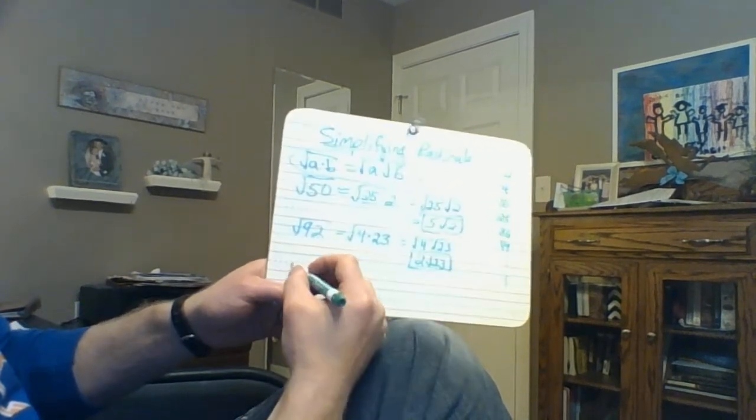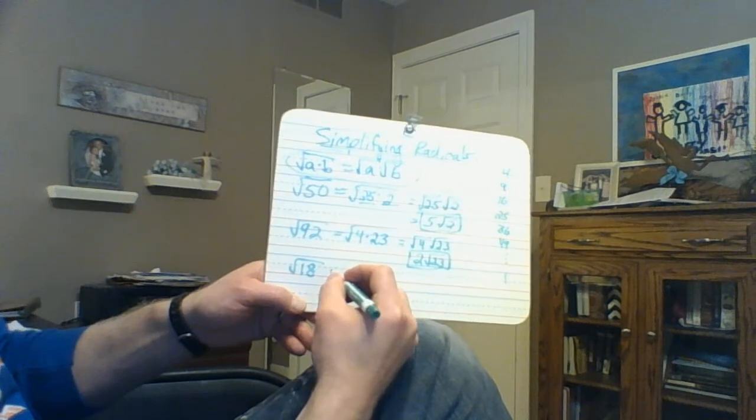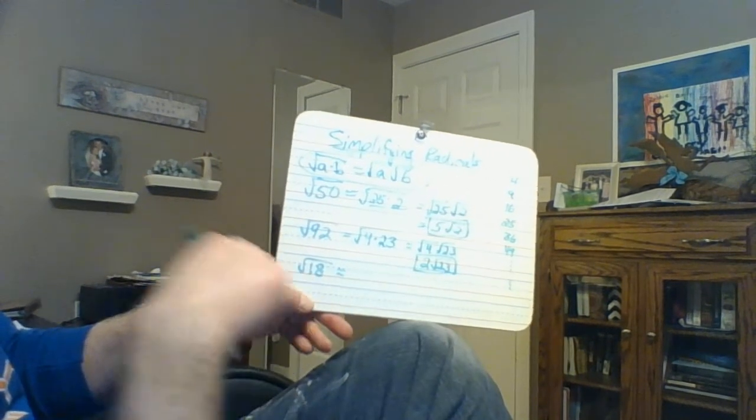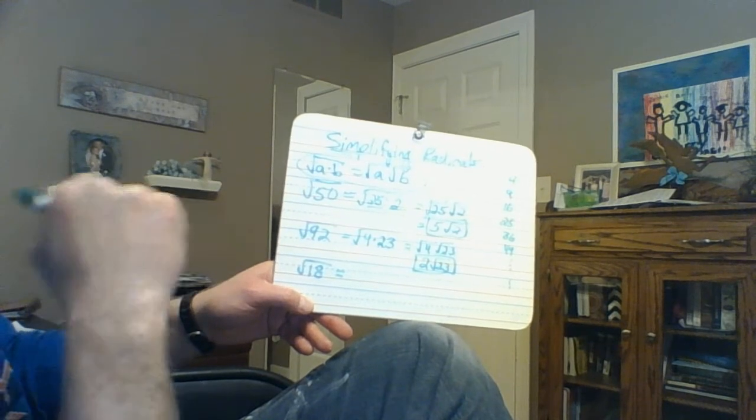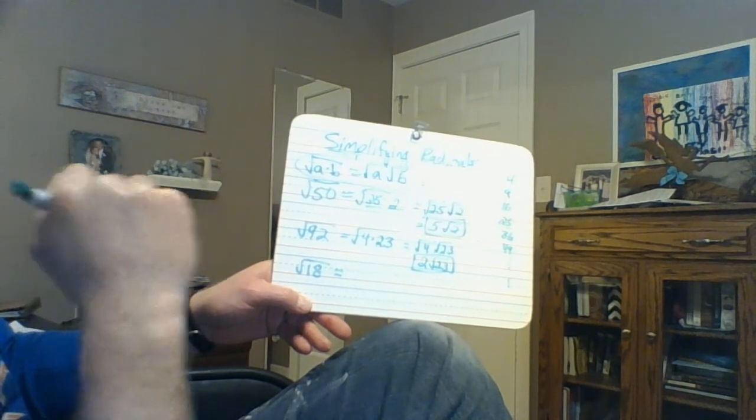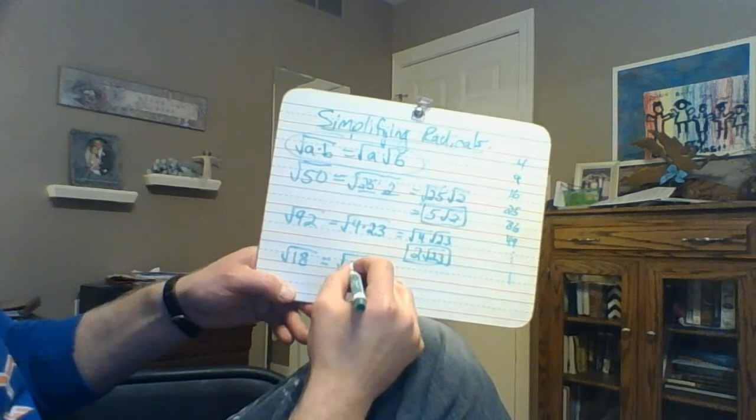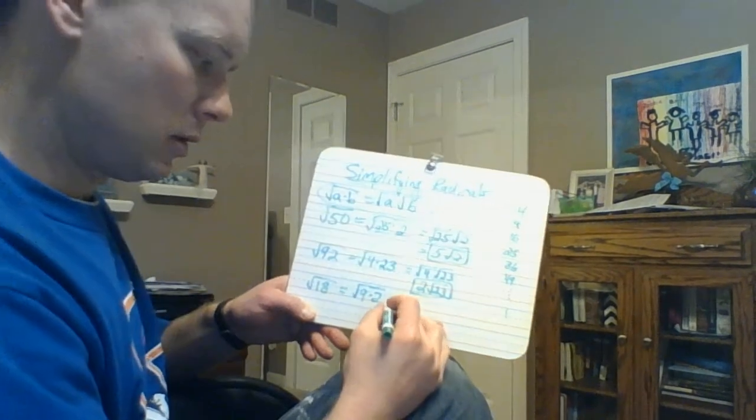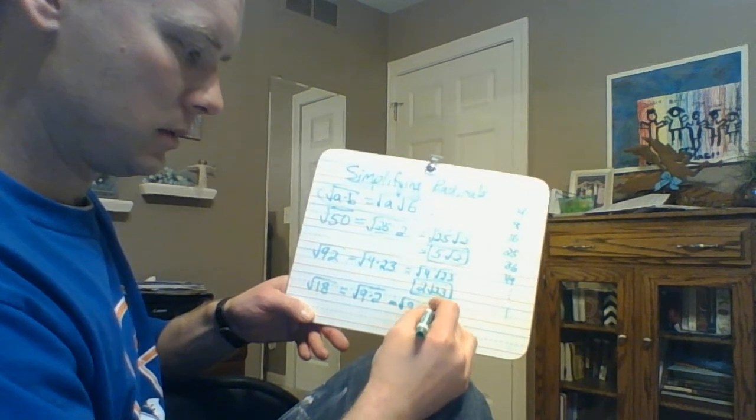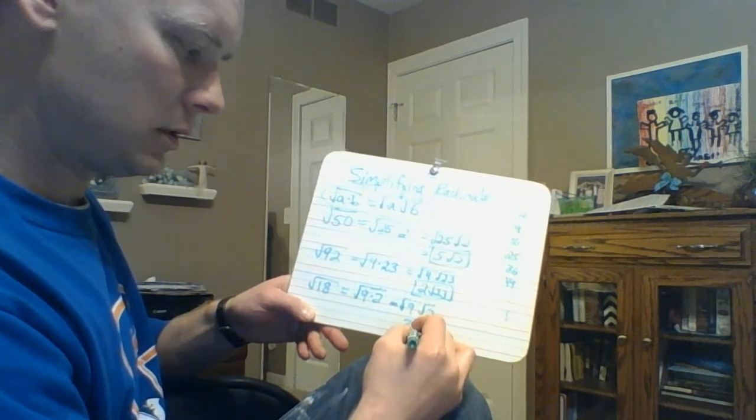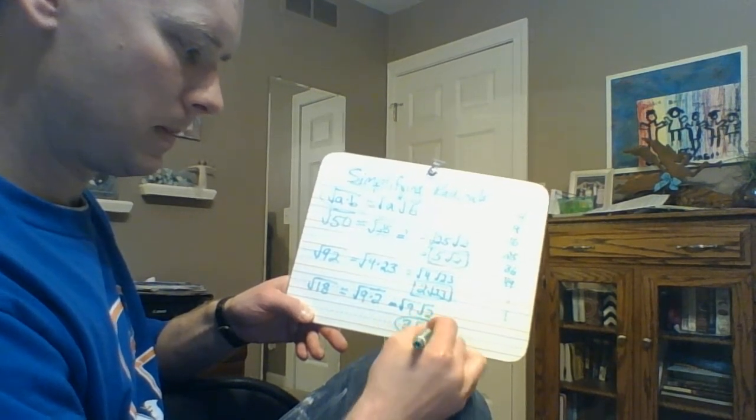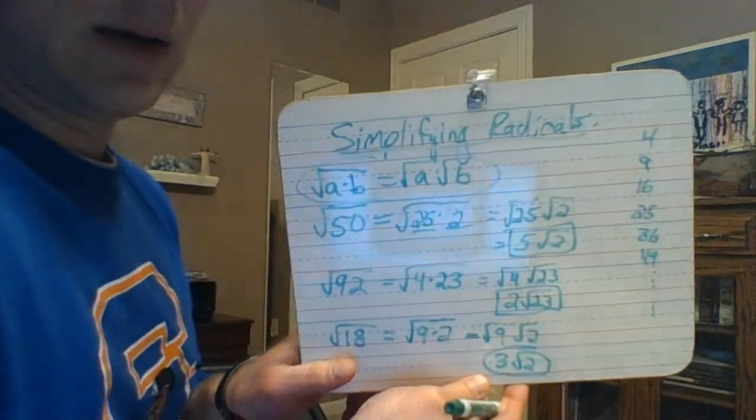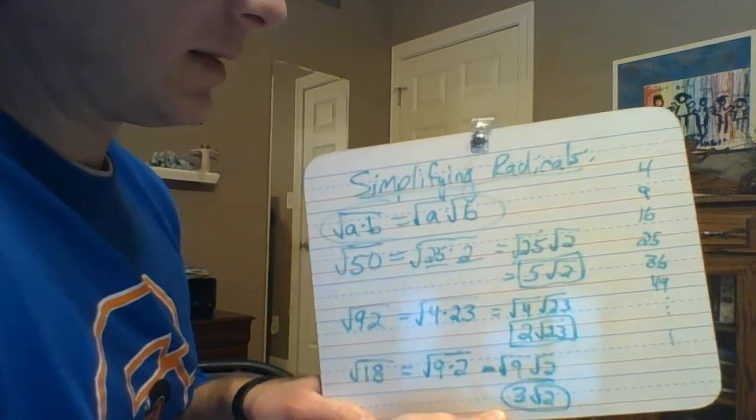This is what I want you guys to try quick. I want you to try the square root of 18. Pause the video right now. See if you can work that one out by yourself, and then unpause it. All right, so hopefully you worked this out. Square root of 9 times 2, so you get 3 square root of 2.